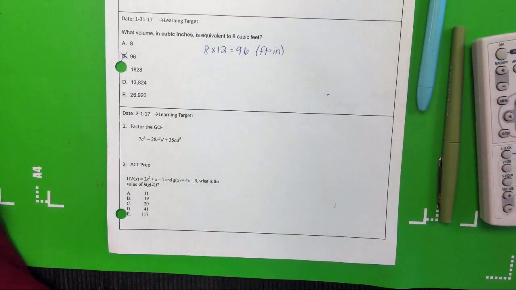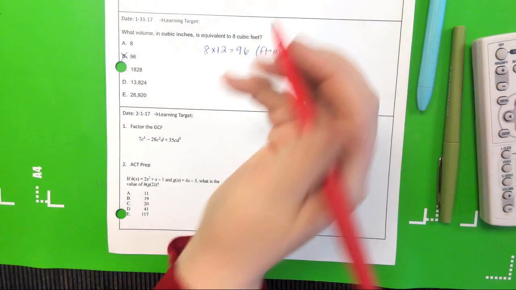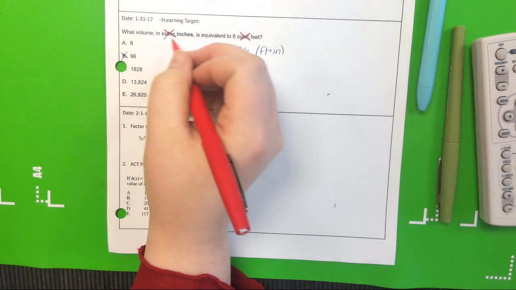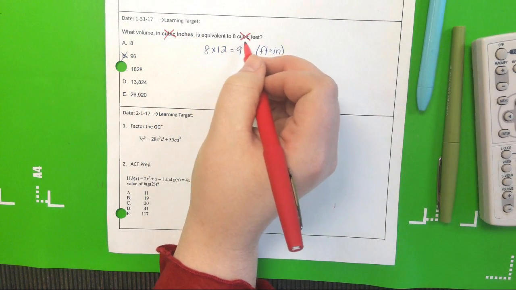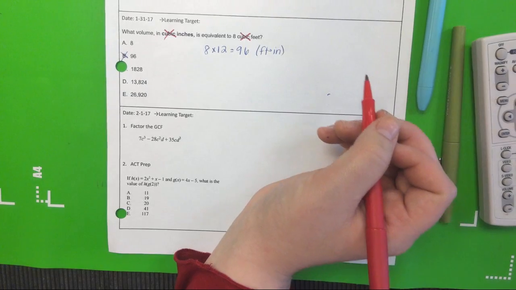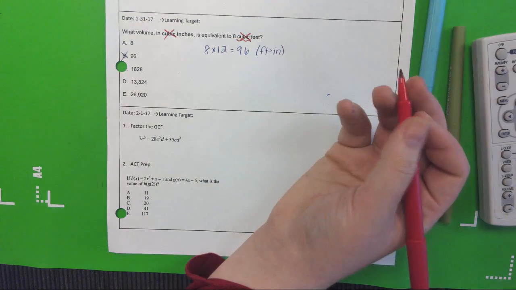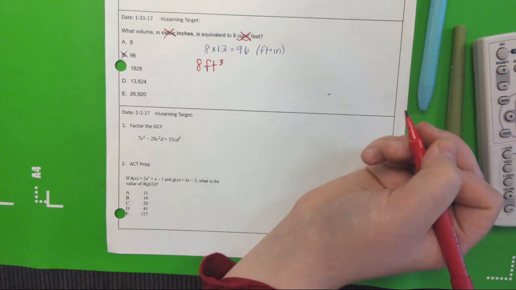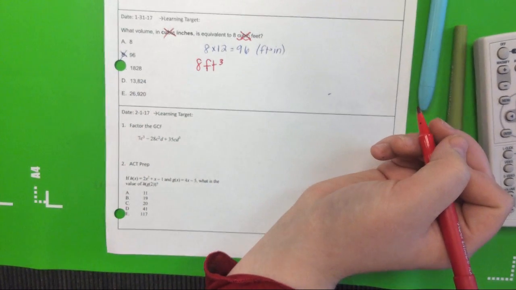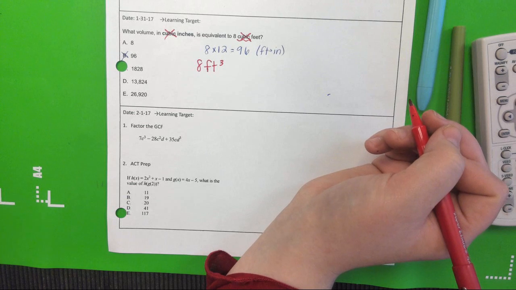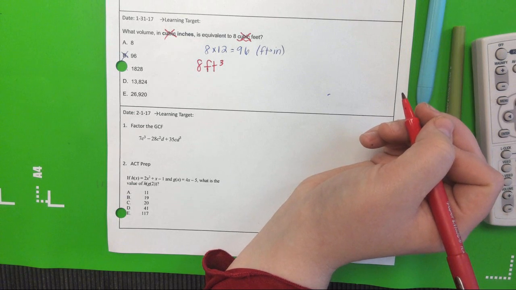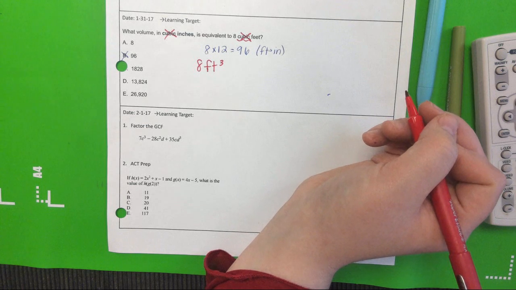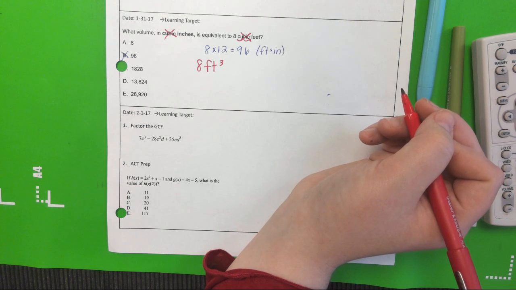The reason that's not the correct answer is that it would be if the problem just said feet. If it said what in cubic inches is equivalent to 8 feet, it would be fine. The issue is that word cubic. So really we have 8 feet cubed. We don't just have 8 feet, we have 8 feet cubed. So we need to undo that, get it just to feet, and then multiply by 12.